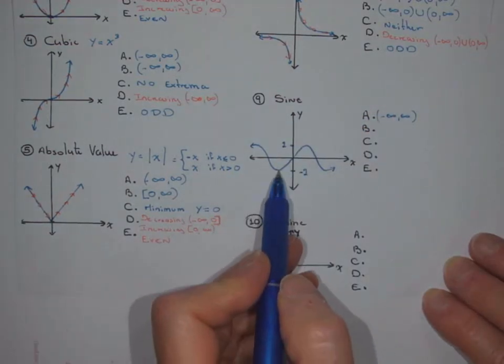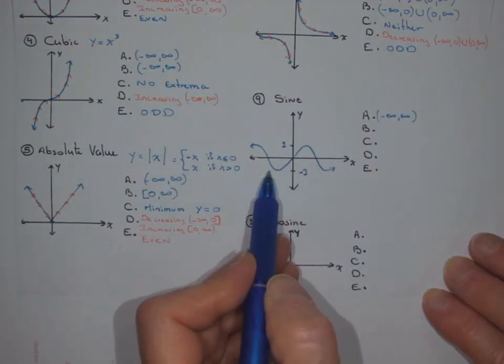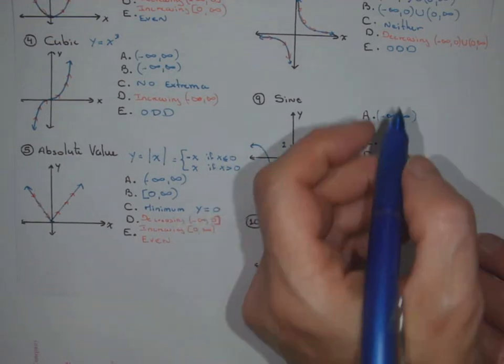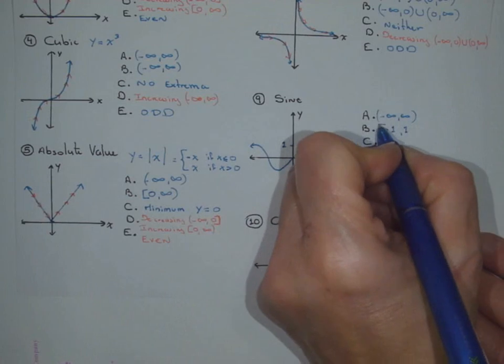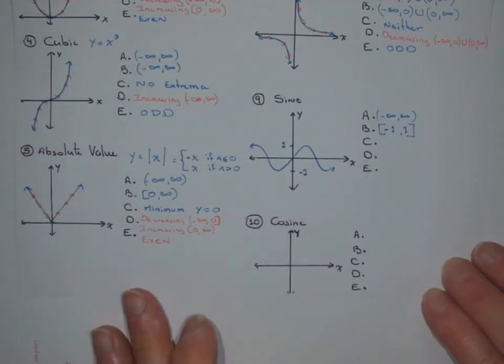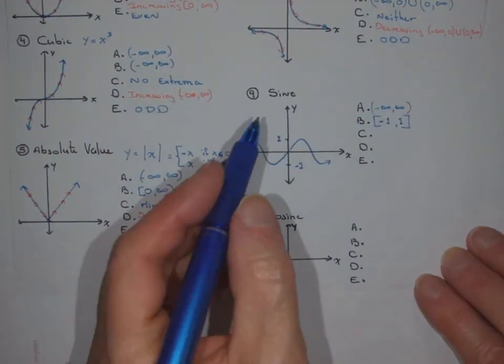The range, well, that graph is never going to go below -1, and it's never going to go above 1. So the range is from -1 to 1, but it definitely reaches those two values, so we want to include them by putting two brackets.